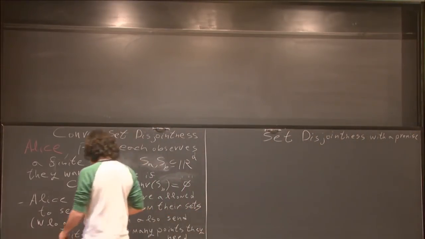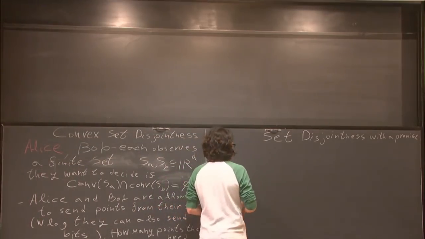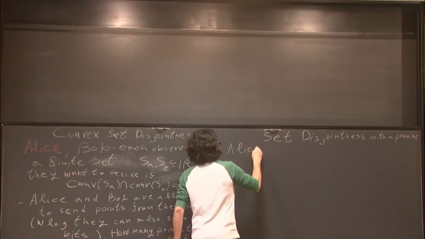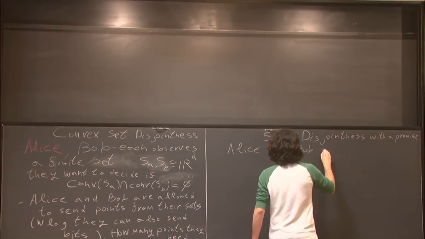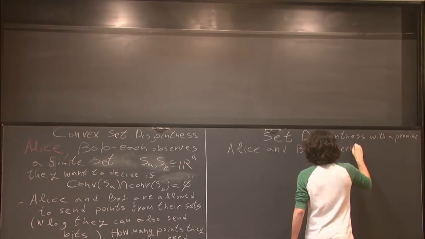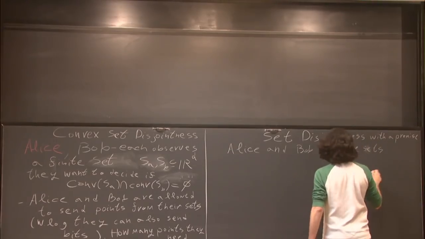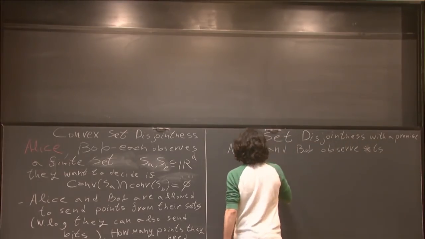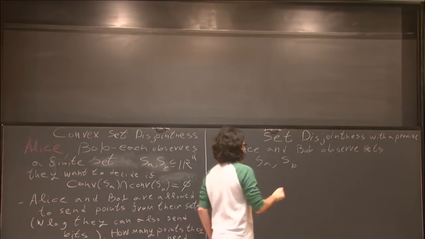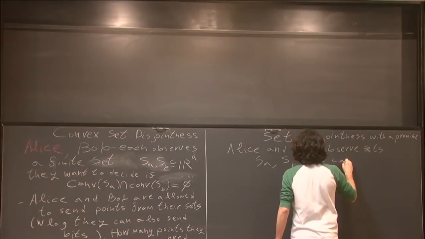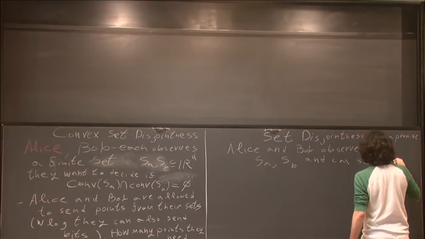So it's the same situation. Alice and Bob get to observe points. Alice and Bob observe sets S_A and S_B and can send points. Sets again are from the real space.